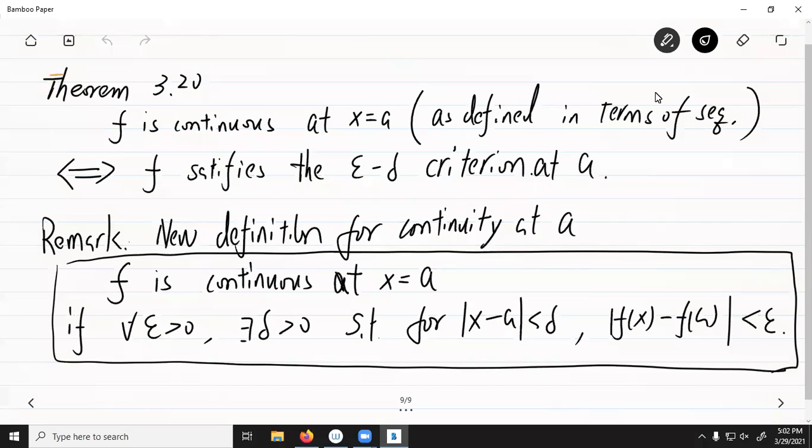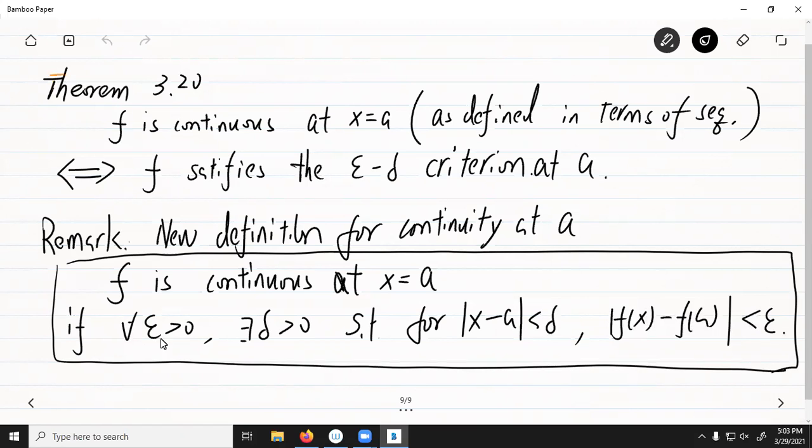That means f is continuous at x equals a if for any epsilon greater than 0, there exists some delta greater than 0 such that for |x minus a| less than delta, that means x is very close to a, then the function values would be very close to f of a, and how close it is is described by less than epsilon.